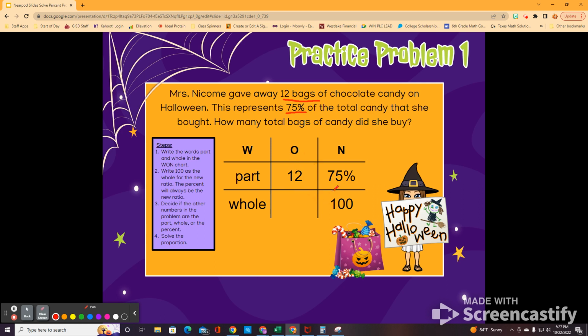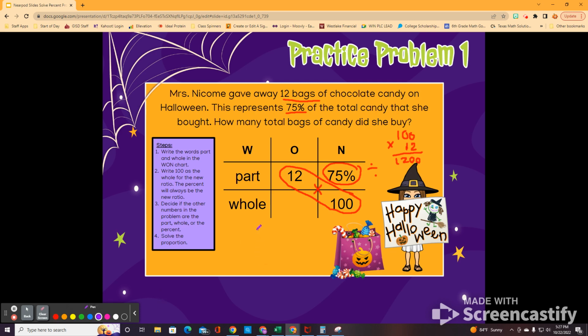So one way we can solve a percent proportion, just like regular proportions, is to cross multiply and divide. We can multiply these numbers that are diagonal to each other and divide by the number that's left over. So we'll go ahead and multiply 100 times 12, and we'll divide that answer by 75. So 100 times 12 is going to be 1200. And I can do that easy enough with mental math. Then I need to take that answer and long divide it by 75.